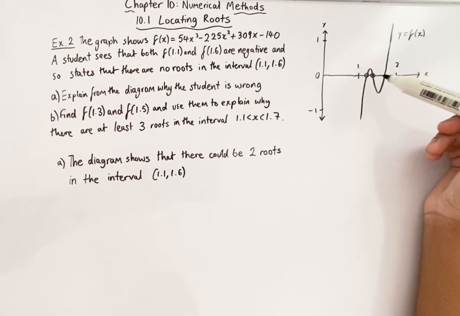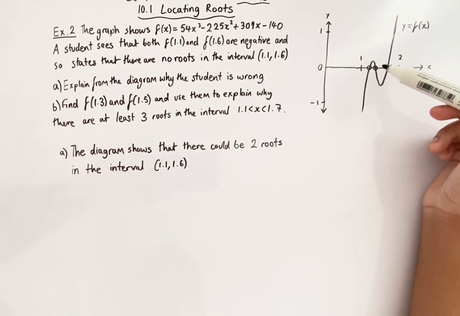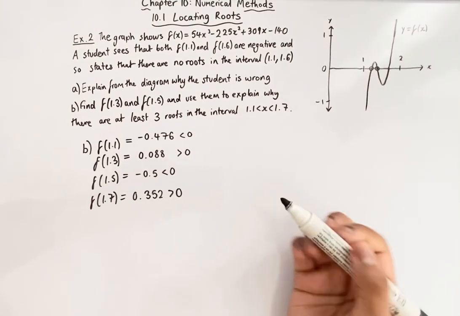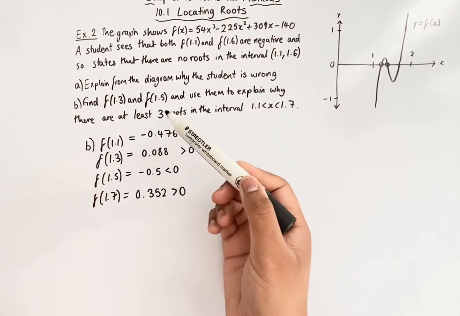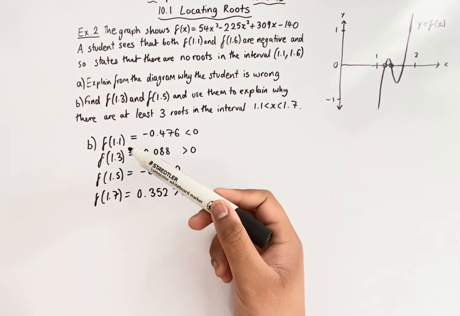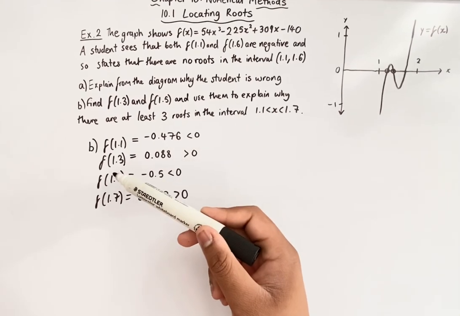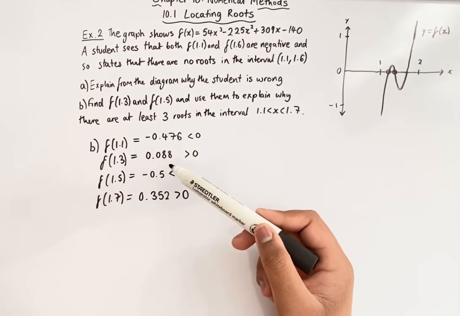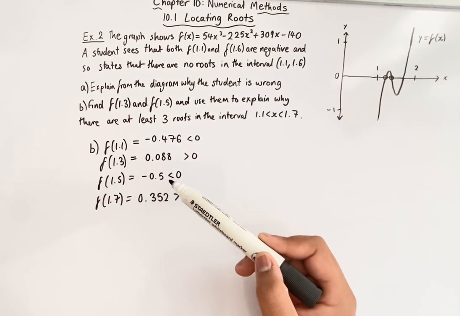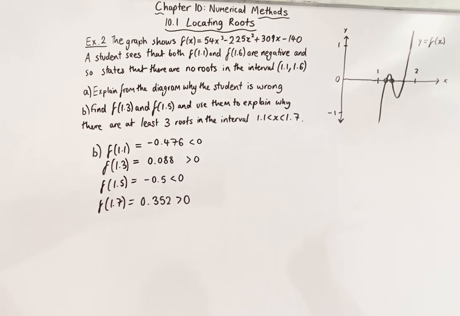For Part A, the diagram shows that there could be two roots in the interval [1.1, 1.6], and so the student is wrong in saying that there could be no roots. For Part B, we find f(1.3) and f(1.5), but on top of that we find f(1.1) and f(1.7). We get f(1.1) is negative 0.476, which is less than 0, f(1.3) is 0.088, which is bigger than 0, f(1.5) is negative 0.5, which is less than 0, and f(1.7) is 0.352, which is bigger than 0.